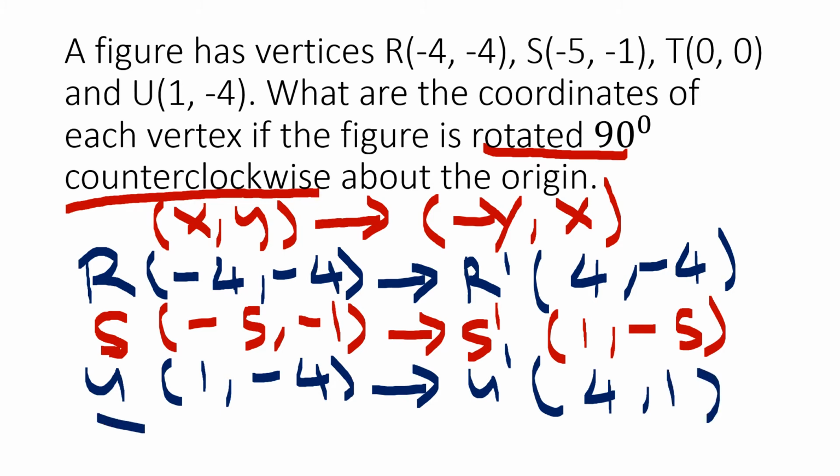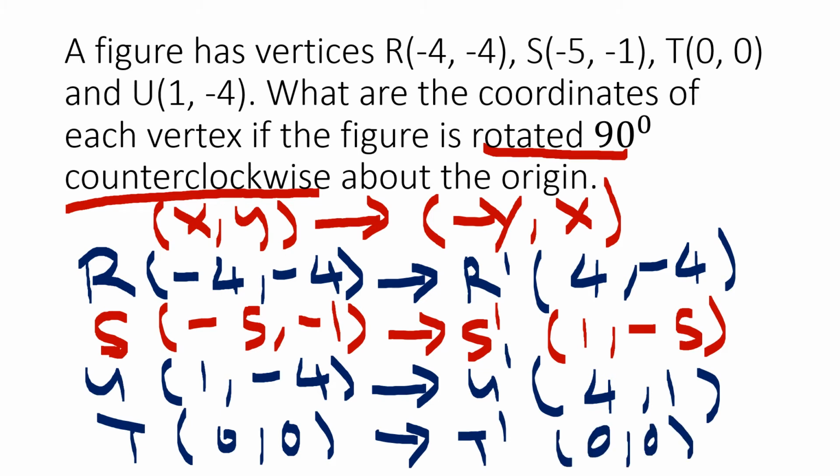And then we have T (0, 0). This will remain (0, 0). T prime will also be (0, 0). It's a rotation about the origin. The point lies on the origin.